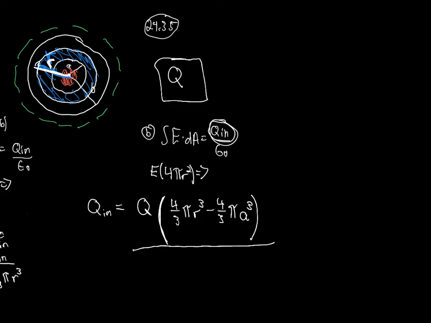So maybe after I write this, I'll write it a slightly different way to see if that helps anybody. I have to divide by the total volume that I have for this whole thing. So the total volume is 4/3 times pi times the outer wall of where the charge is minus 4/3 times pi times where the inner wall is.